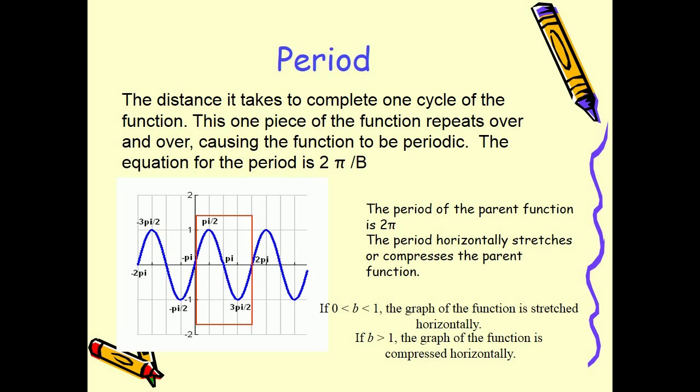The period is the distance it takes to complete one cycle of the function. This one piece of the function repeats over and over, causing the function to be periodic. The equation for the period is 2 pi over B. The period of the parent function is 2 pi.